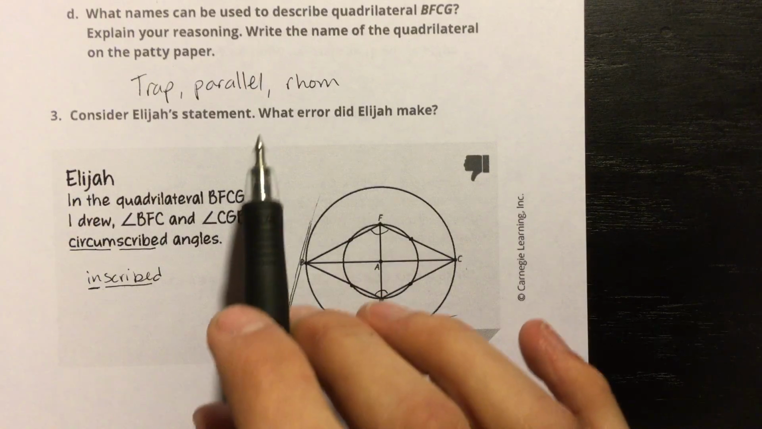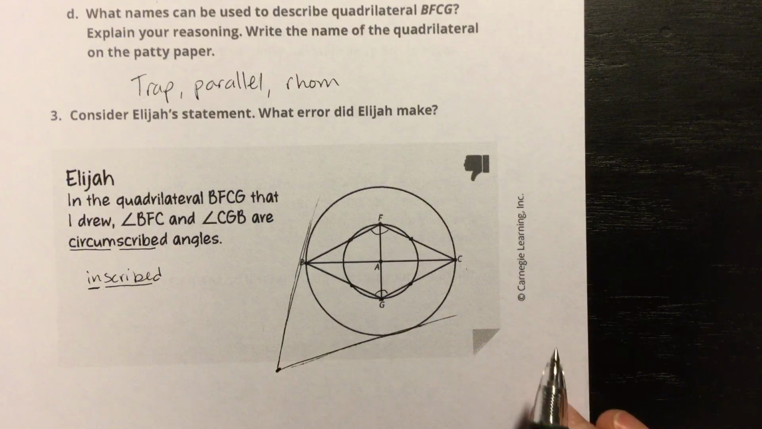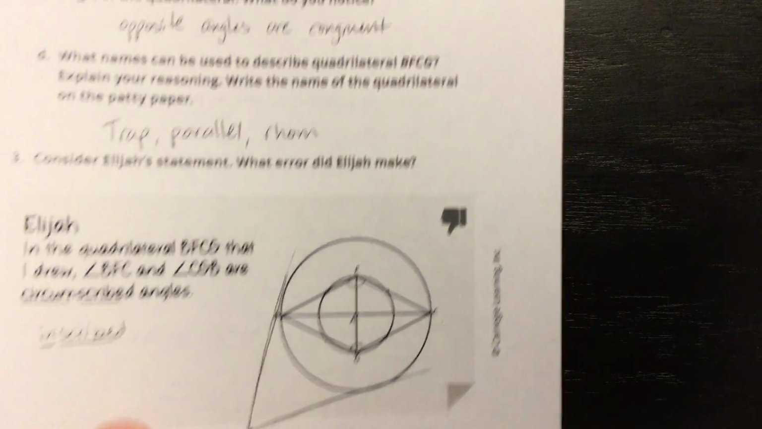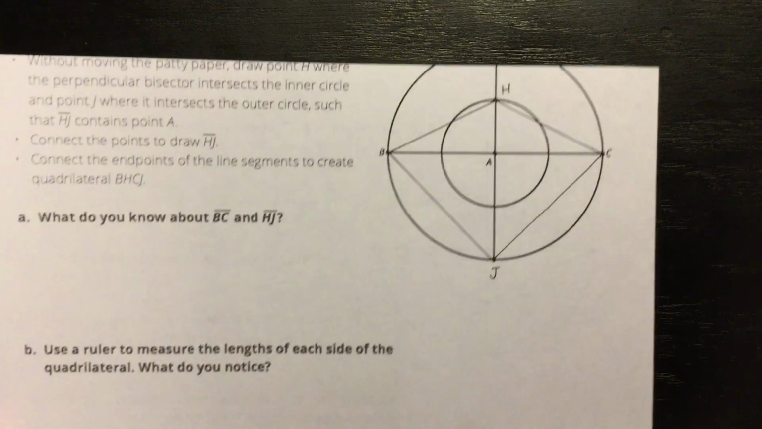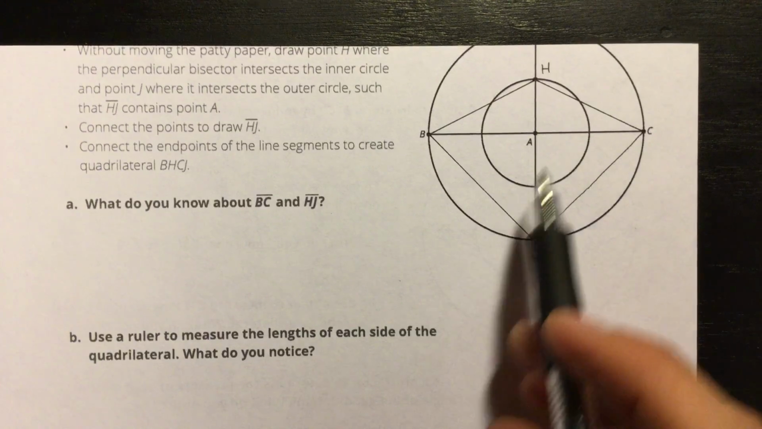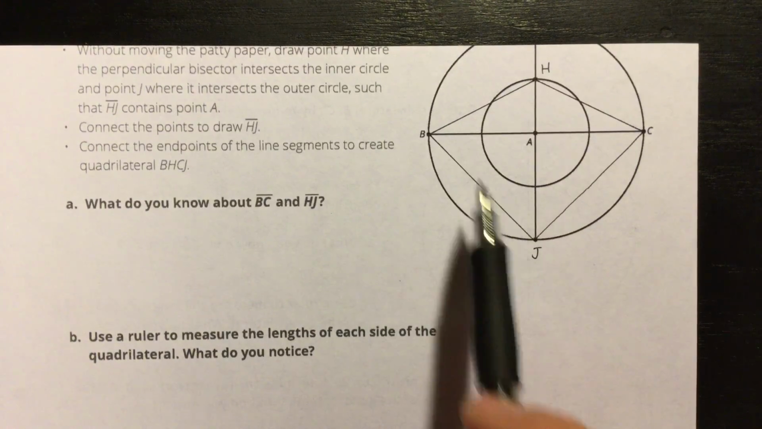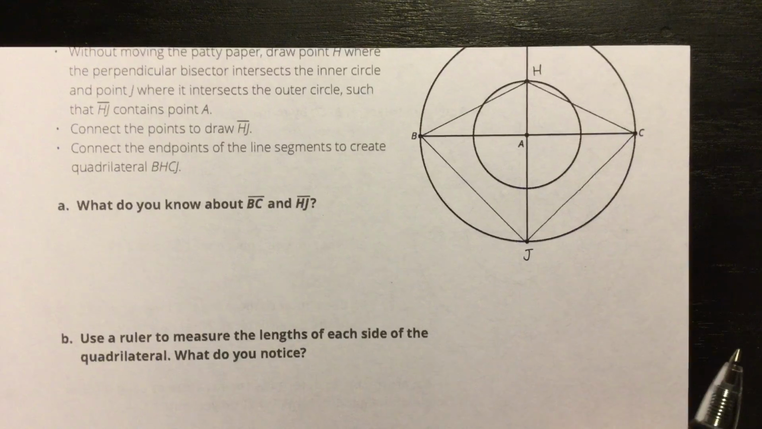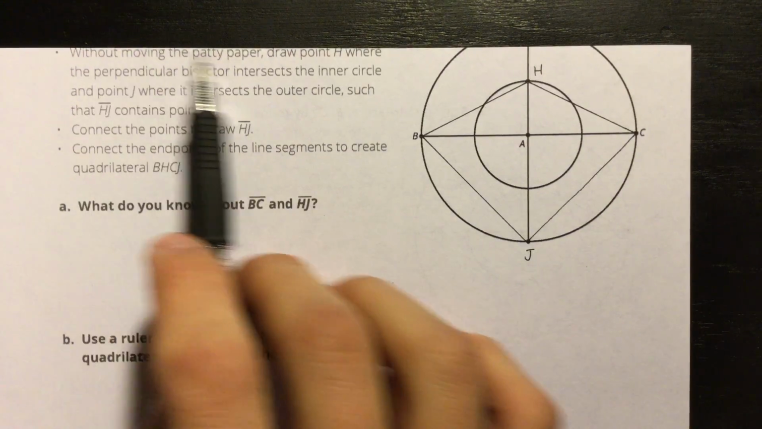And so consider a statement. What error did he make? You can say that he flipped inscribed and circumscribed angles in his head. That's fine. I have to apologize. My printer cut off the top of this construction right here. Luckily, I was still able to construct the shape, but I wasn't able to get all the instructions.